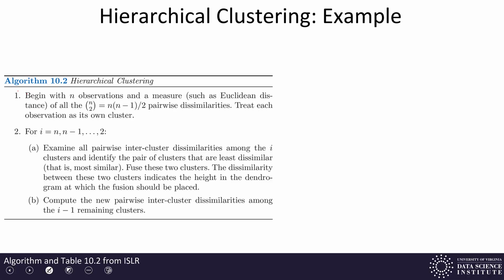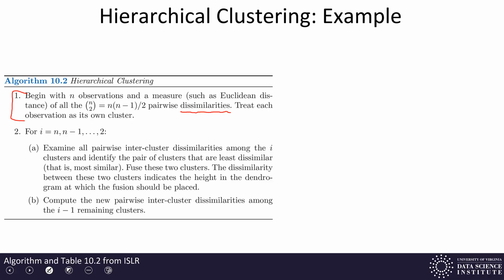Step 1, we have n observations, and we compute all pairwise distances between them, and we call them dissimilarities because we don't have to use Euclidean distance to compare them. But there's some measure of how far apart they are, how different individual pairs of points are. And to begin with, each observation forms its own cluster.